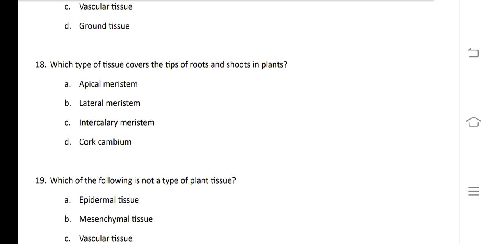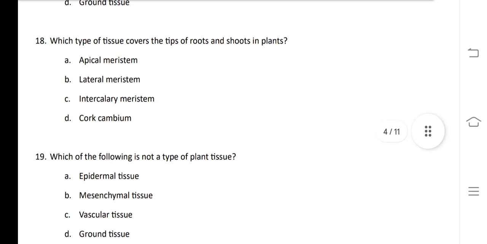Next question is, which type of tissue will cover the tip of root and shoot in the plant? It is discussed that answer of this question is apical meristem.